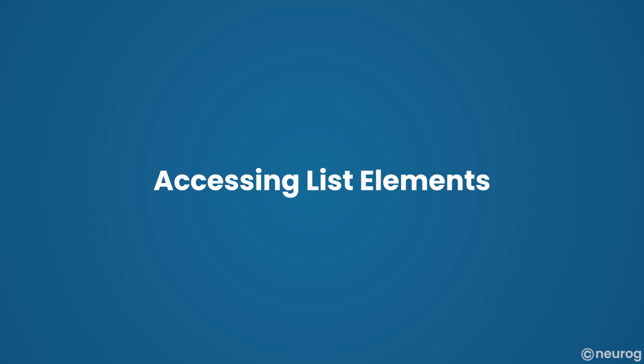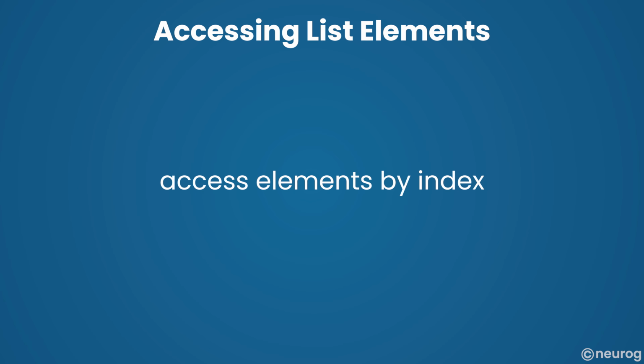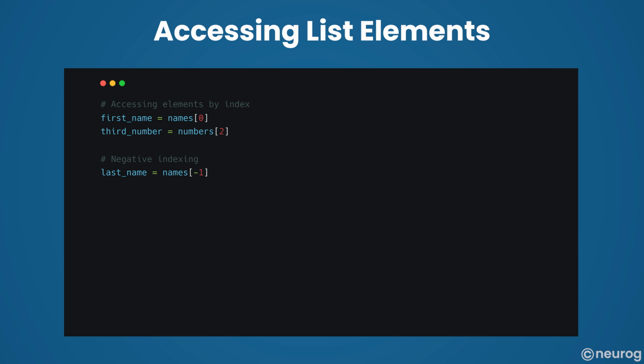Once you have a list, you can access its elements by index. Let's see how you can access elements in a list. In this code, we access list elements by their index, including using negative indexing to access elements from the end.